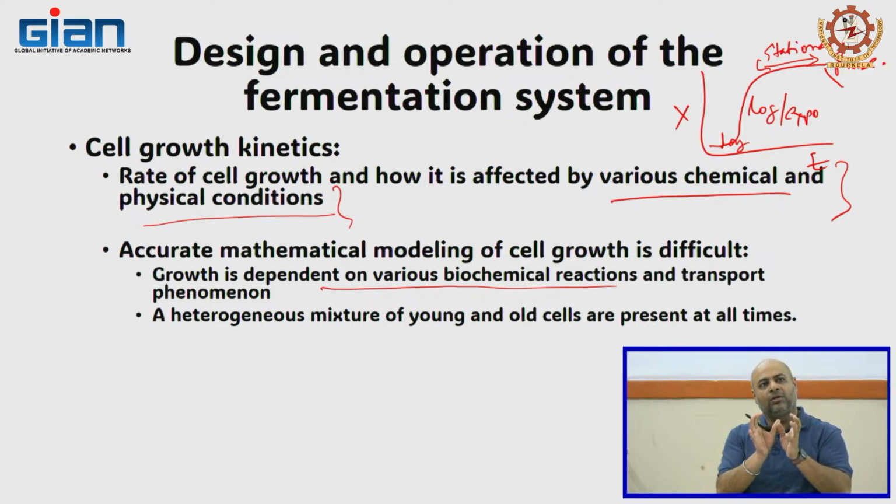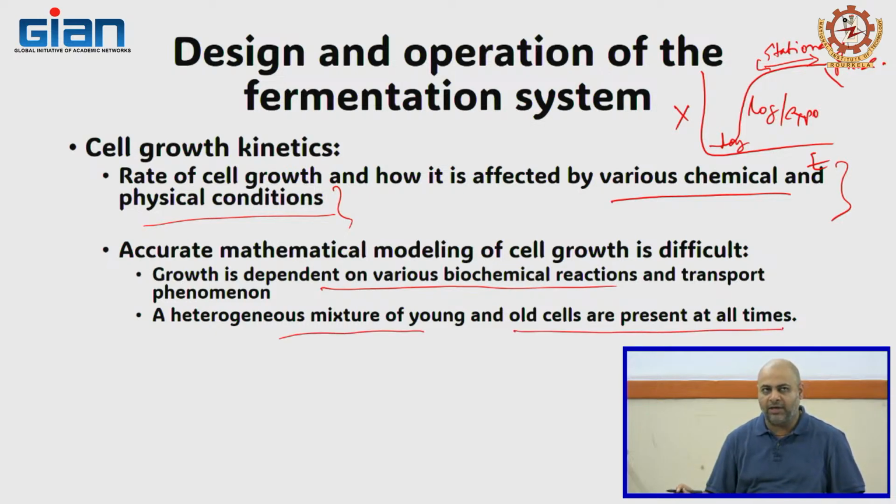So, you have to assume a lot to be able to mathematically design an equation that can define your growth kinetics. A heterogeneous mixture of young and old cells are present at all times. If you have this type of scenario, your growth kinetics cannot be modeled mathematically, because younger ones will have a different model, the older ones are already at the stationary or the death phase. It changes because you have a mix of it.